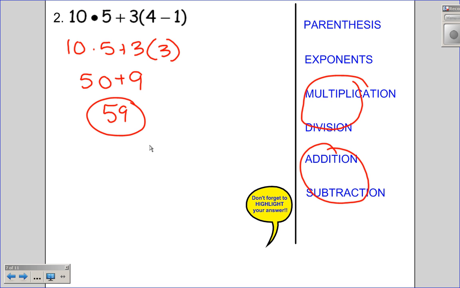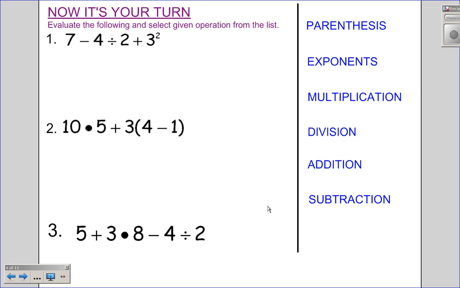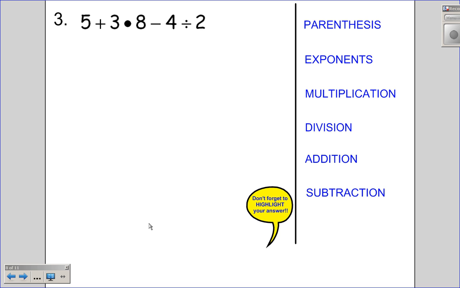So my answer to this problem is 59, my simplified expression. Okay, let's take a look at number 3 now. And once again, if I'm going too fast, you can always stop and work out the problems on your own if you haven't had a chance to.